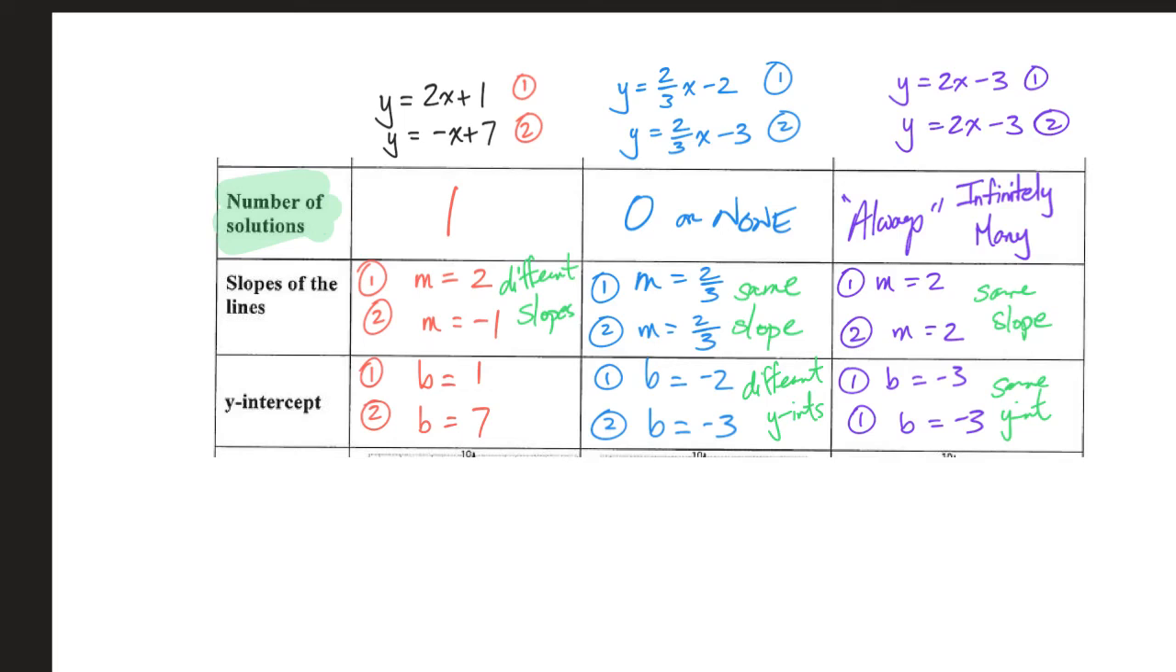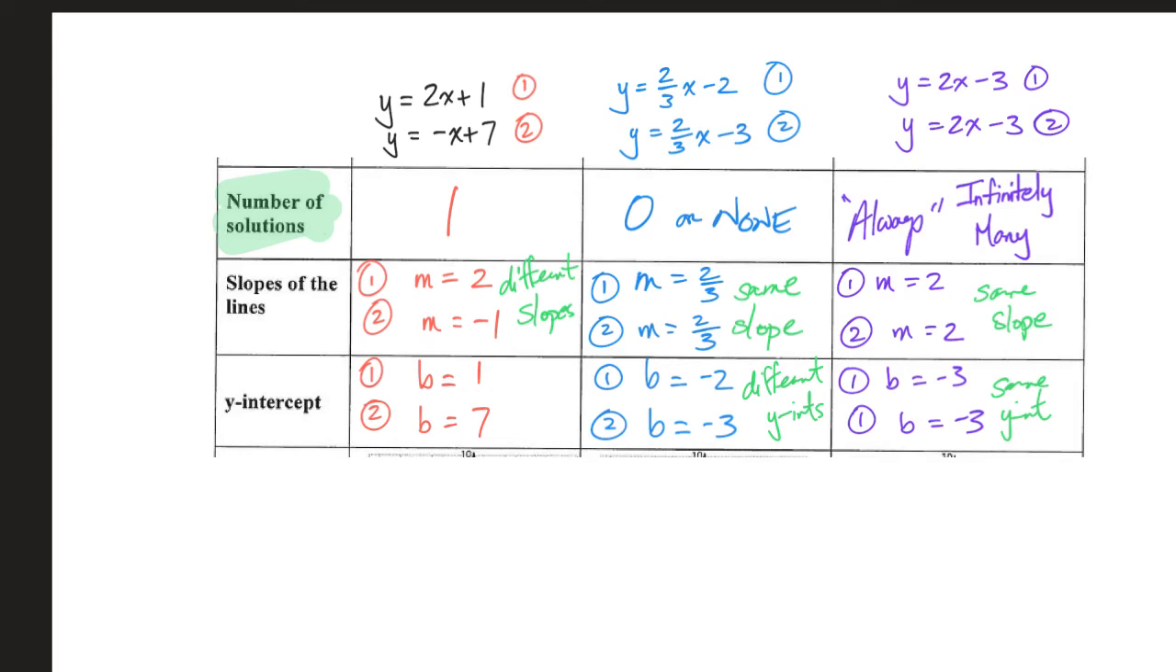If I take a look in column B, and I have two lines that have the same slope, but have different intercepts, then that means they run in the same direction, but they lie in a different position, which means they never hit each other. So there are 0 solutions or no solution.